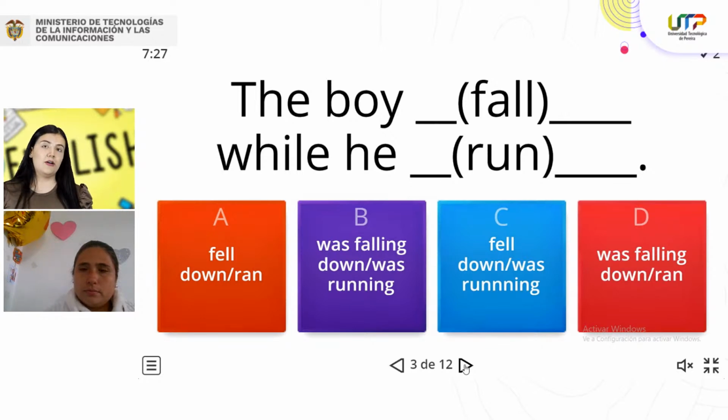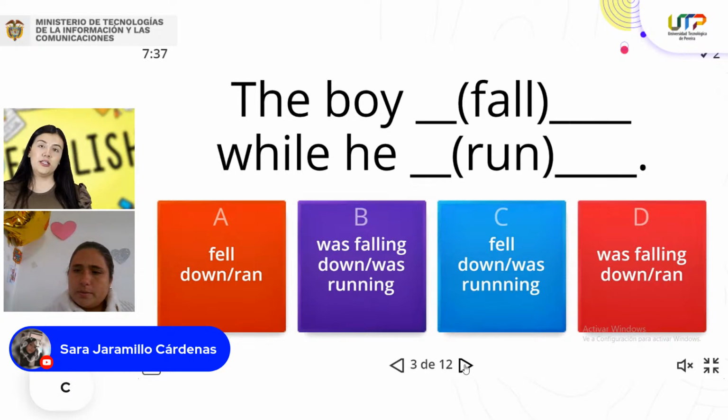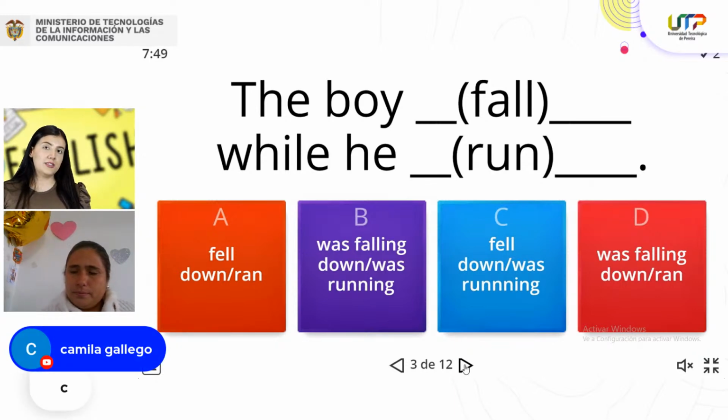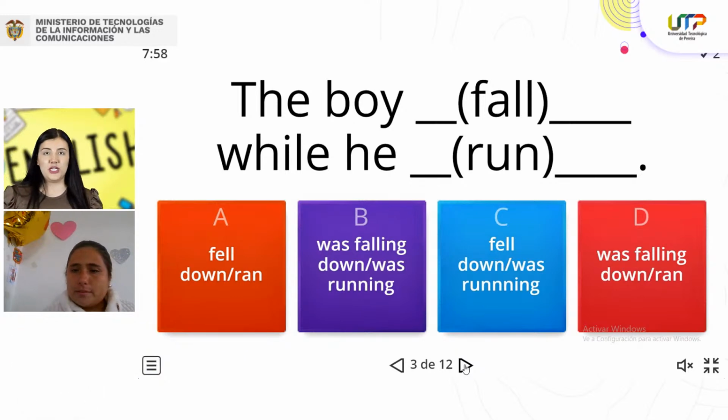fell down / run. B, was falling down / was running. C, fell down / was running. And D, was falling down / run. What is the correct option? What do you guys think? Teacher Jacqueline, what do we have in the chat? Okay, Daila Pinilla says sí, Sara Jaramillo sí, Camila Gallego sí. Okay. C. So they said C.